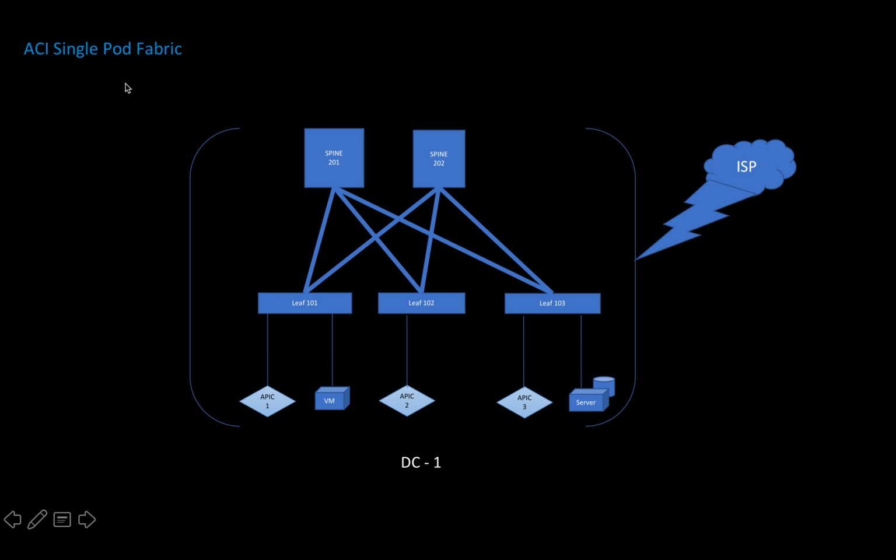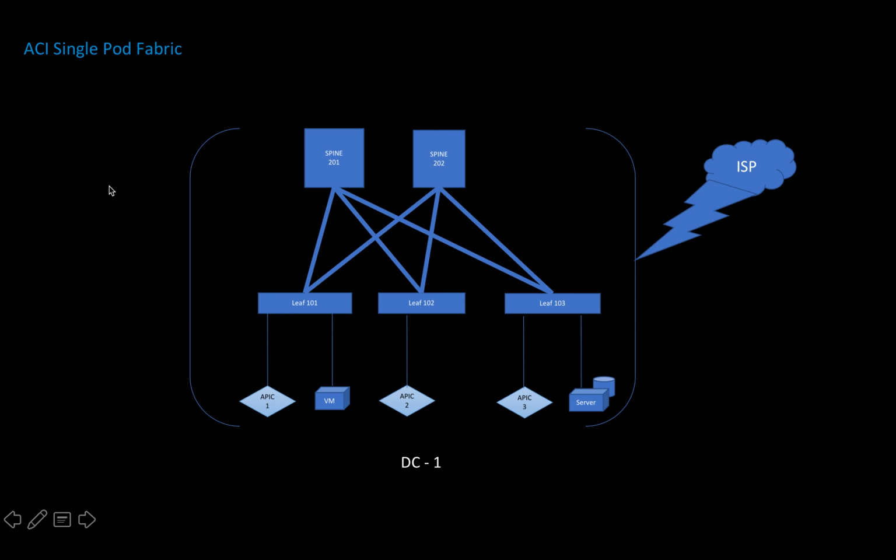This we all know. This is the existing ACI single pod fabric, where you have spines and leaves and three controllers, all in the same data center, the same pod. We can use any of the controllers to configure the entire fabric and the end nodes. The protocol used is VXLAN, and IS-IS is running on this. So this is the single pod design.